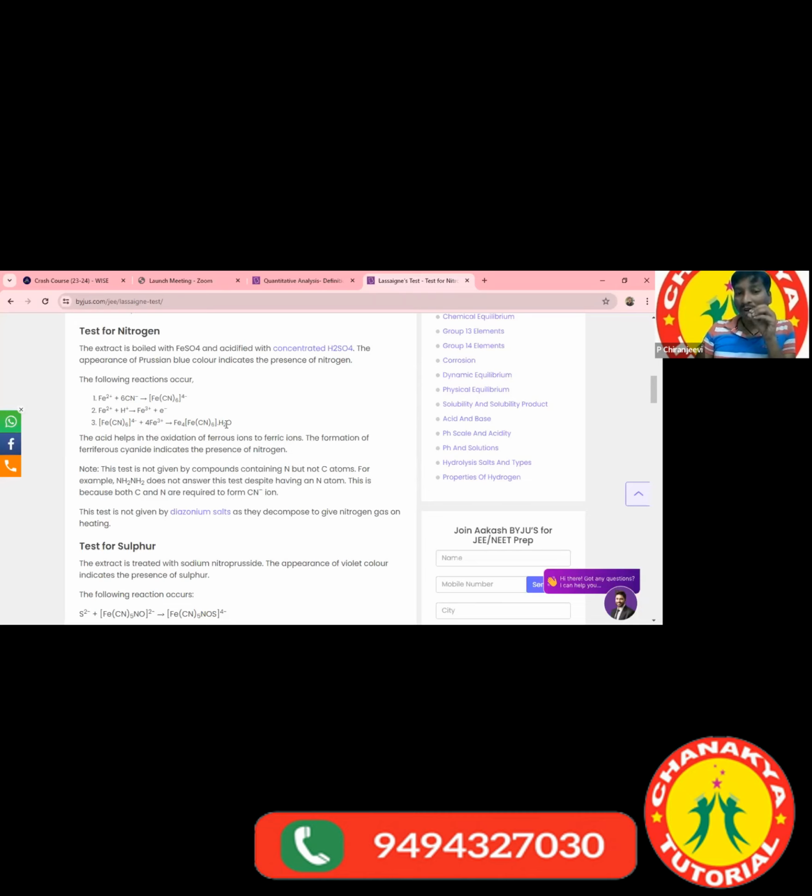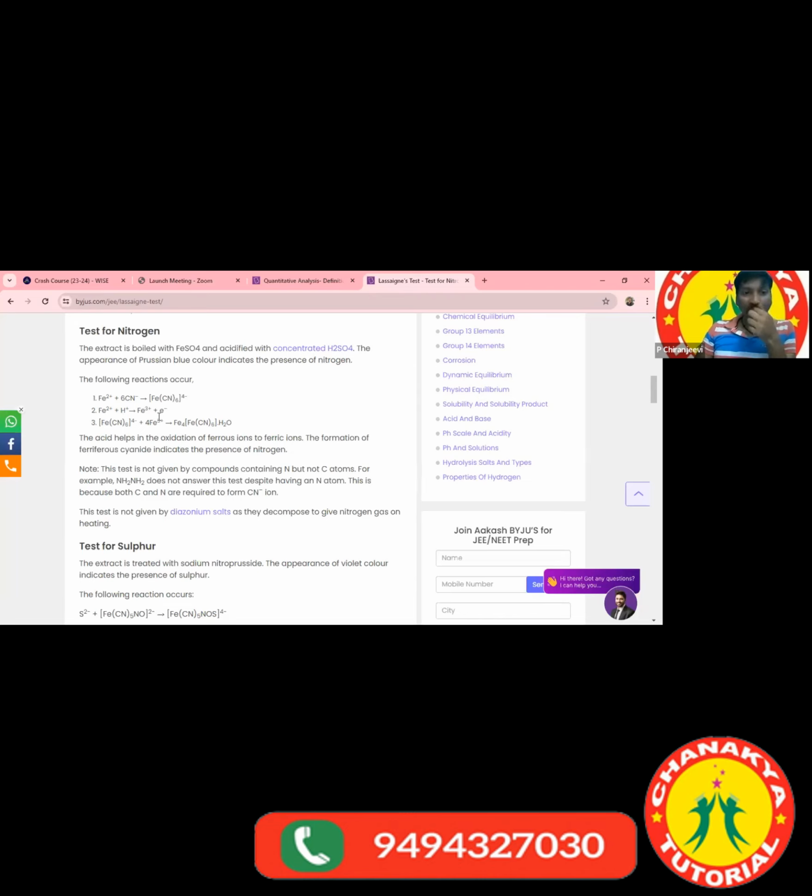So finally, which color will you get? Prussian blue color precipitate. Here, concentrated sulfuric acid acts as an oxidizing agent. It oxidizes the Fe2+ ions into Fe3+ ions. Second step: the concentrated sulfuric acid oxidizes the Fe2+ ions into Fe3+ ions.